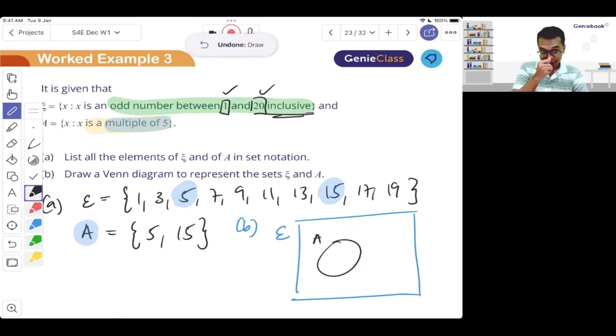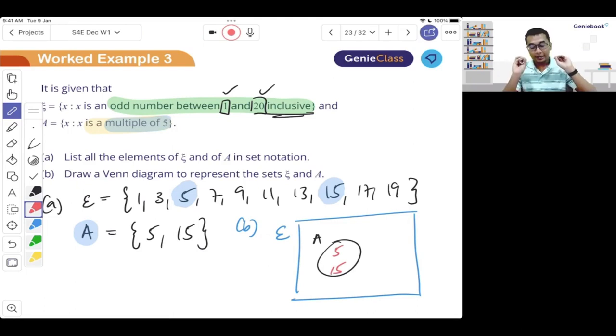Set A. A circle with the letter to the left or to the right. Usually, when the set is drawn to the left, then we draw the letter to the left as well. If it's drawn to the right, we draw the letter to the right as well. Now, set A has how many elements? 5 and 15. So I'm just going to draw them here, 5 and 15. Make sure they look distinct and not jumbled up like it's a single element. It needs to look like two distinct elements. If you need more space, draw the circle bigger.